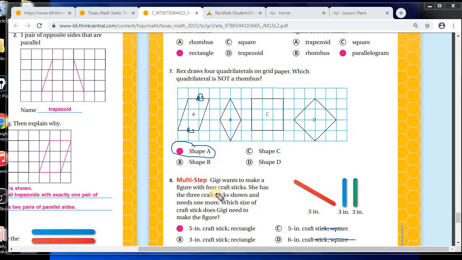Okay. Now if they're going to make the figure that Gigi wants to make here, you're going to need another one that's 5 inches long, and it's got to be 5 inches long to make that rectangle. You will not be able to make the rectangle with another craft stick that's 3 inches long because rectangles have 2 short and 2 long, and that's the one that's missing here, the other long one. So your answer would be letter A.